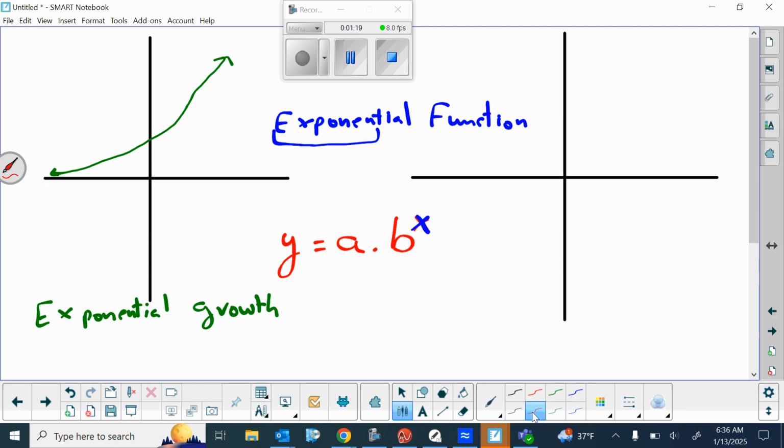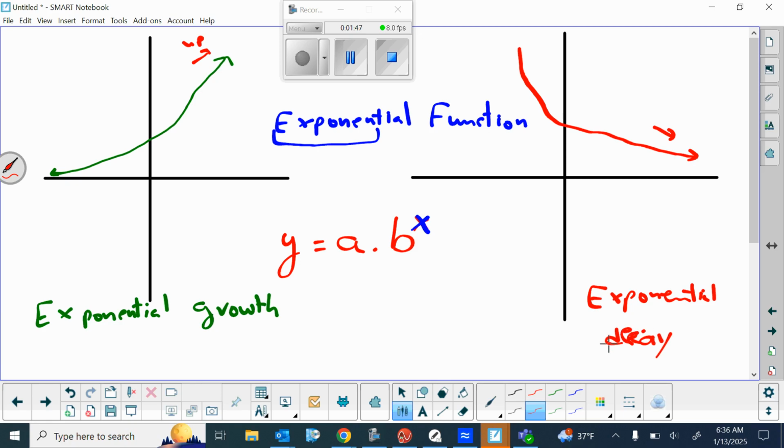and the other case, we have exponential decay, always from left to right. You see how your graph decreases, goes down. When the graph goes down, that's a decay. When the graph goes up, that's growth. So this is exponential decay, and exponential growth.